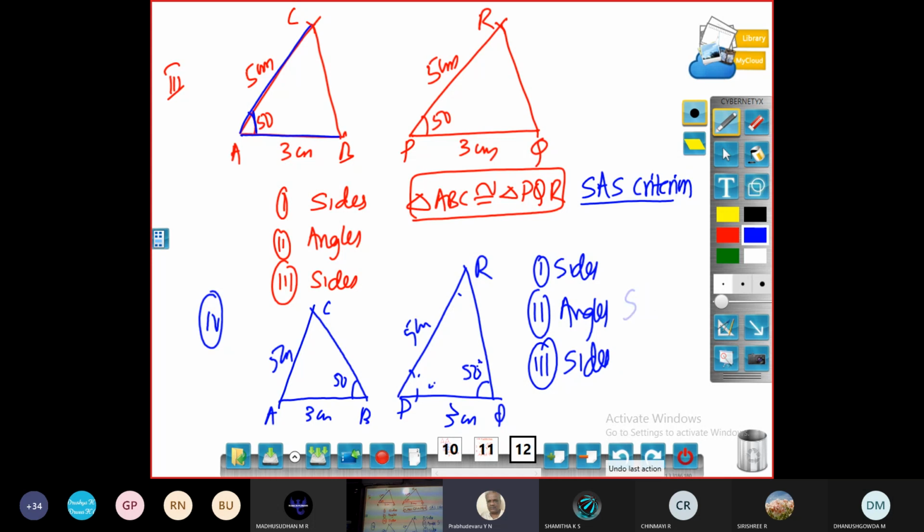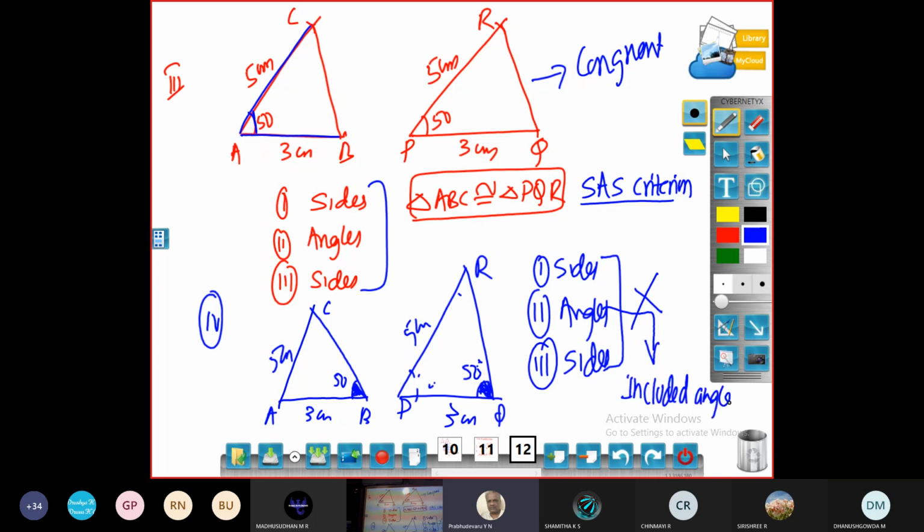I will tell you what is the difference. Here also I have taken 2 pairs of sides and 1 pair of angle. Here also same thing, but here it is fixing congruent, but here it is not congruent. What is the reason for that? Because the angle that I have taken here is not the included angle. So here this angle is not an included angle. But here this angle is an included angle.